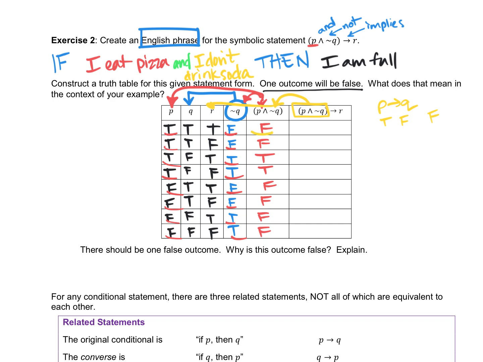So we have false going to true, that's okay. False going to false, that's okay. True going to true, that's okay. True going to false, that is false. That's that broken promise because the hypothesis was said to be true, but then it didn't follow through.